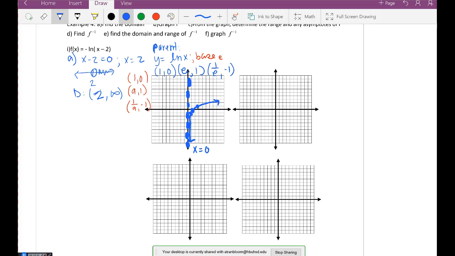Okay, equation number 2. We are going to do y equals negative natural log of x. State the transformation for me, Elijah. No, that's the equation. You're right. But what kind of transformation when the negative is multiplied to ln of x? You're close. Perfect. Reflect over the x-axis.